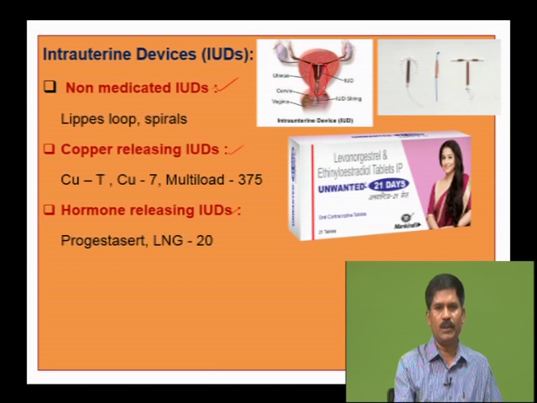Here, non-medicated IUDs are lippes loops and spirals. Copper releasing IUDs constitute copper T, copper 7 and multiload 375. Hormone releasing IUDs are progestasert and LNG-20.